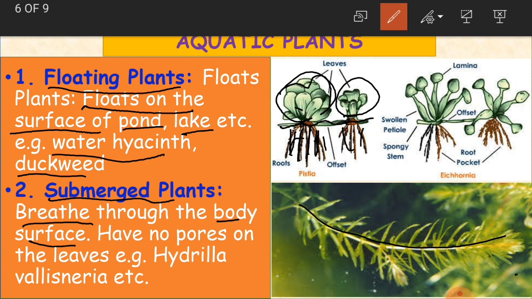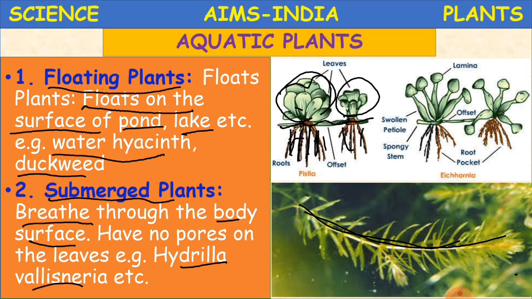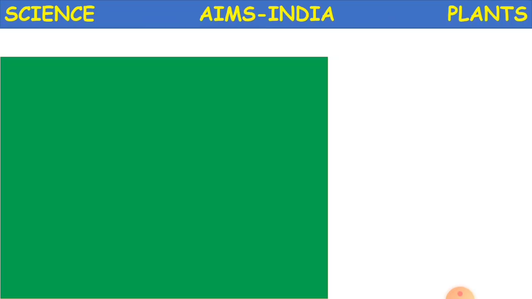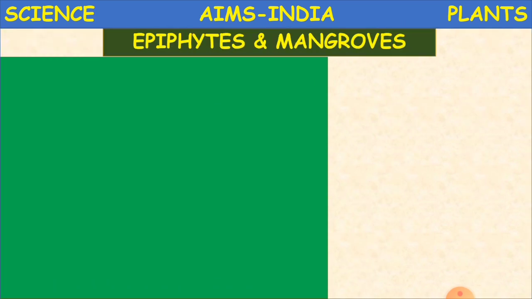Normally other types of plants have pores on the leaves, with the help of which they breathe. But these plants don't have pores on the leaves, so they breathe through the body. For example, hydrilla, vallisneria and so on, okay children, clear? So floating plants and submerged plants come under aquatic plants.